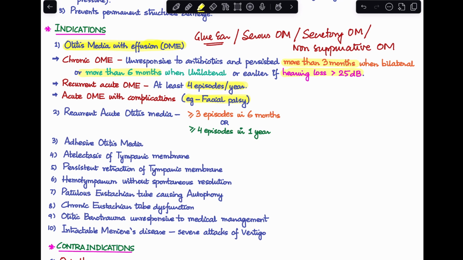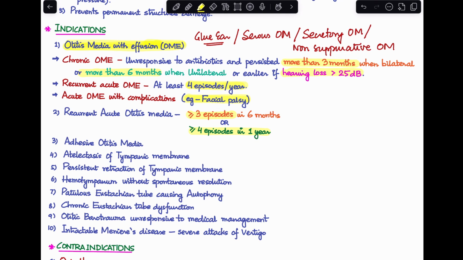But other than OME, we also have a lot of other indications where Grommet insertion can be helpful. For example, in cases of recurrent acute otitis media, when do we call it recurrent? When it is more than or equal to 3 episodes in 6 months, or more than or equal to 4 episodes in 12 months or 1 year. Other than this, even in cases like adhesive otitis media, where the tympanic membrane gets plastered to the promontory, to the middle ear, in that case also this will help. Atelectasis of tympanic membrane, persistent retraction of tympanic membrane. These are all scenarios where there is negative pressure developing inside the middle ear.